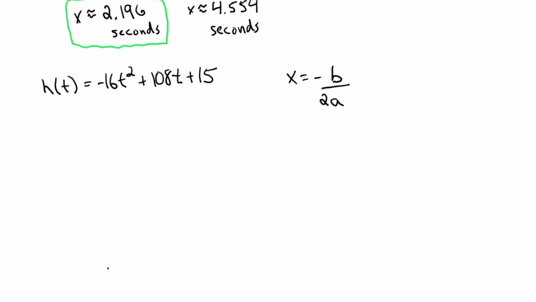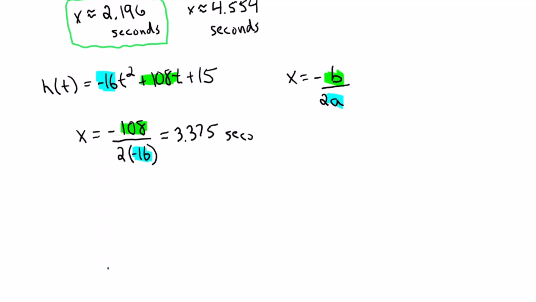I do know my b value is 108. And then my a value is negative 16. So I'm going to plug those values into the formula. And when you evaluate that in a calculator, you'll get 3.375. And that's going to be time, still seconds. So at 3.375 seconds, it's going to be right in the middle of our graph.